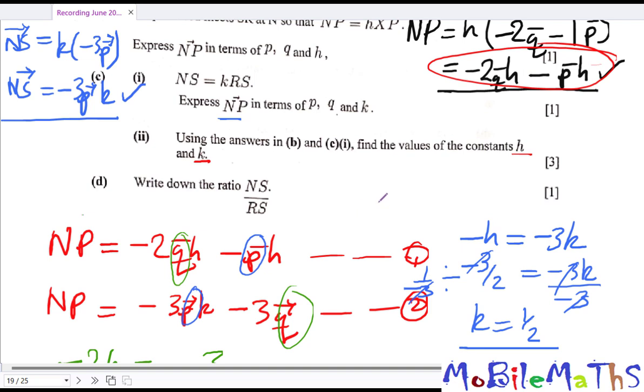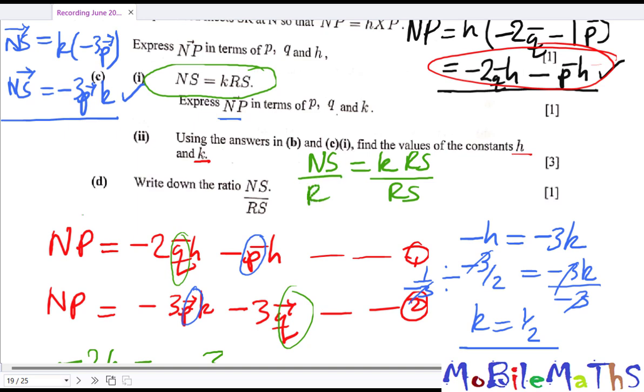Okay, let's move on to the next question. After finding the values of H and K, they say write the ratio of NS to RS. Okay, I think there was this thing here. If I rearrange this, we have NS is equal to K RS. So I can divide all the sides by RS. It's now similar to this question. So this ratio is basically equal to K, which is equal to a half. So the answer of that ratio is a half. That's why it's only 1 mark. So we are done with this question. Let's move on to the next question.